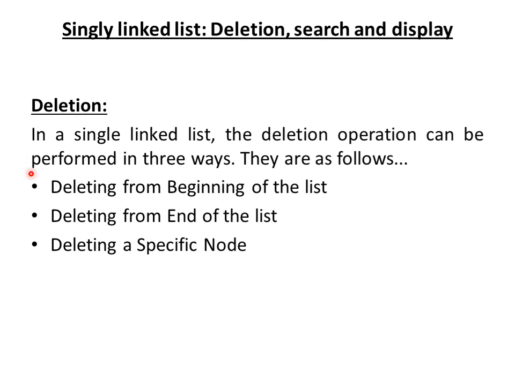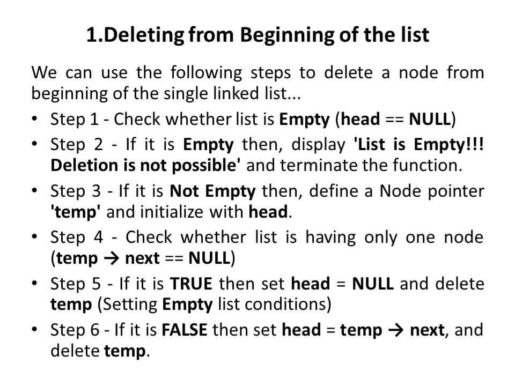What is deletion? In a single linked list, the deletion operation can be performed in three ways. What are those? Deleting from the beginning of the list, then deleting from the end of the list, that is, the front end and the rear end, and deleting at a specific node, that means a node which I have. What should I follow when deleting from the list? First, check whether the list is empty.